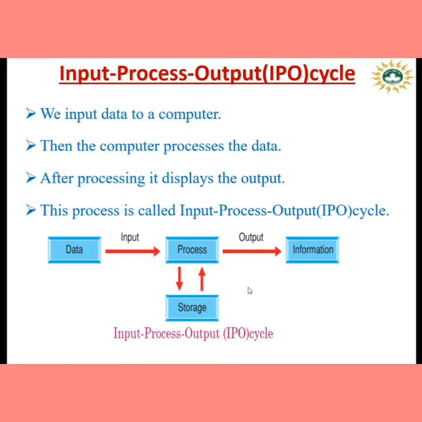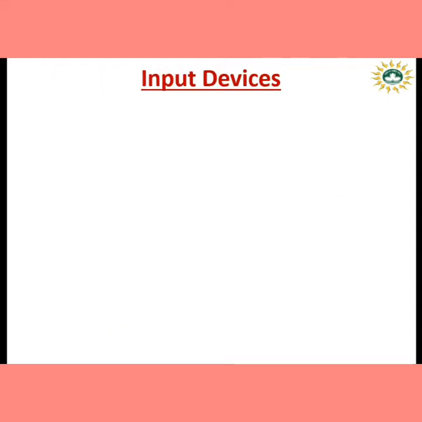For taking input from the user, the computer has to use some input devices. Similarly, for displaying output on the computer screen, the computer also has to use some output devices. So in this chapter, I will discuss these input and output devices. Okay, so first is input devices.